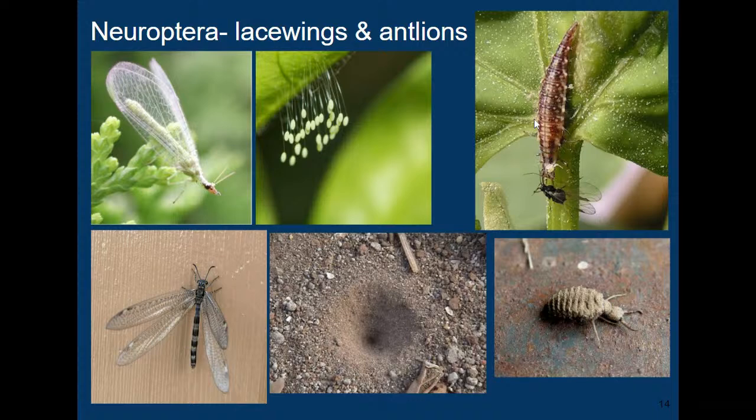And antlions, this is the adult, and almost everybody who lives in the South has seen these before. If you find kind of a dry, dusty, sandy area that doesn't get much rain, you might find these little pits. And at the bottom of these little pits, you'll see this. If you blow on it, you'll see maybe the jaws sticking out at the very bottom. But this is an antlion.